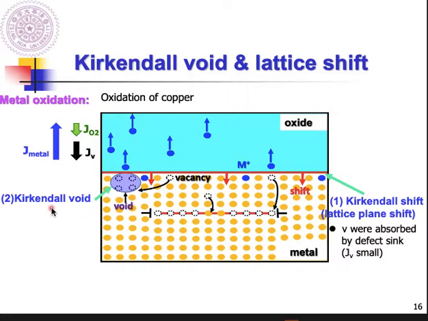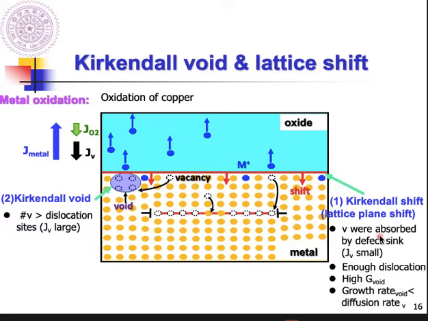And sometimes, if the vacancy flux is quite large, and that means the number of vacancies is larger than the dislocation sites, then in this situation, the vacancy probably will accumulate and grow to form the void at the metal side. So in most cases, you will observe these two effects.